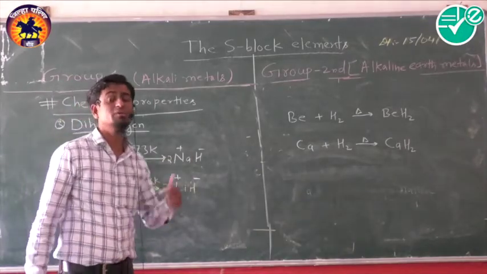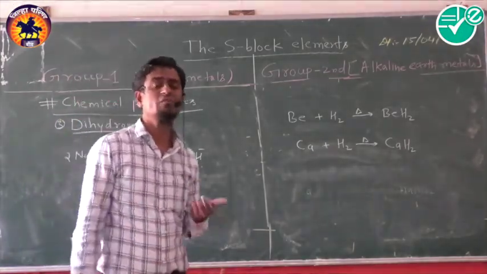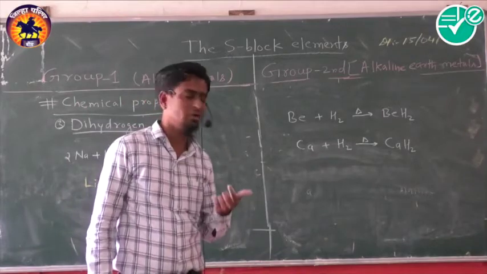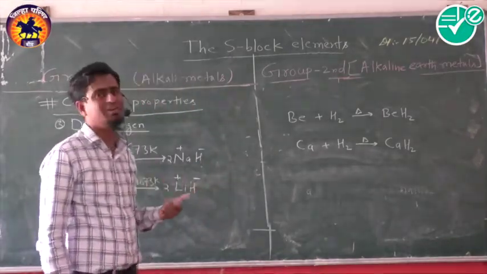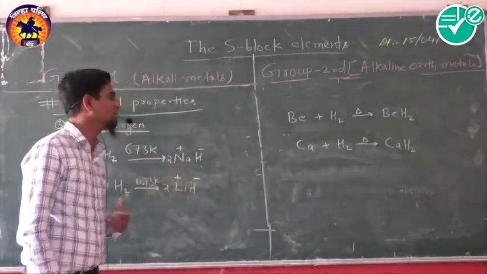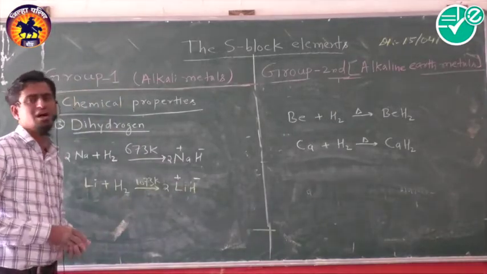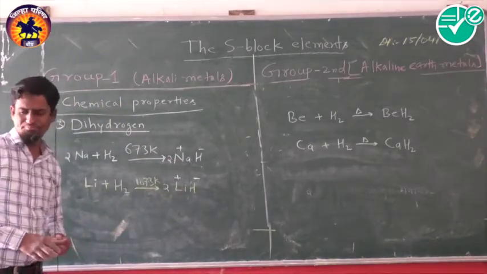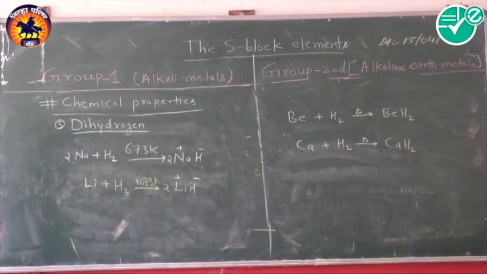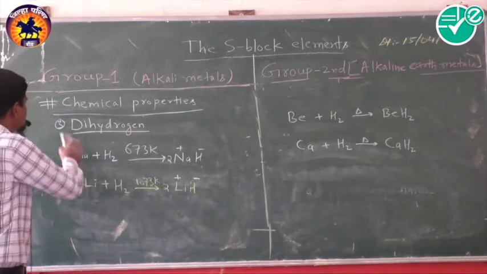But you have to remember what is the category of hydride, whether it is covalent, ionic, or non-ionic. You have to remember that. Okay, so these are the ionic hydrides. Clear? Well, come towards reactivity towards halogens now.